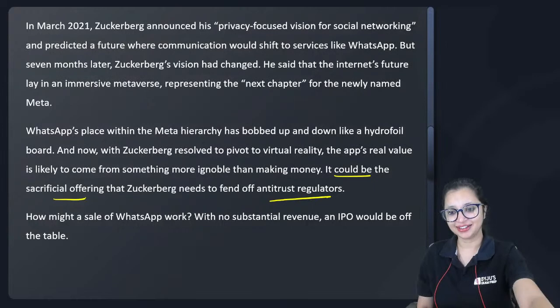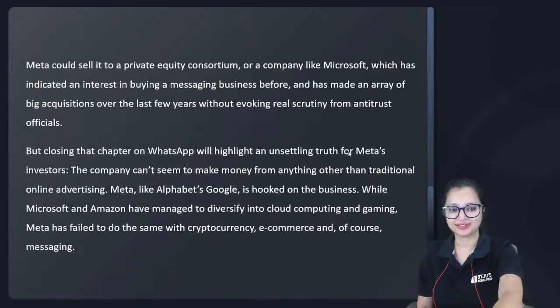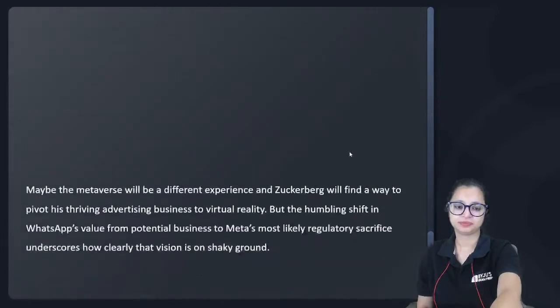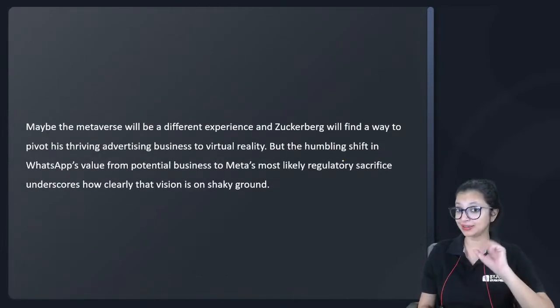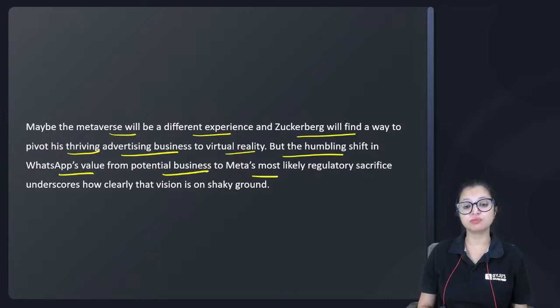ठीक है, आगे देखते हैं passage के questions. That's the gist of it, okay? Last paragraph एक बार पढ़ लेते हैं. Let's see the main idea. Maybe the metaverse will be a different experience and Zuckerberg will find a way to pivot his thriving advertising business to virtual reality. Metaverse, meta say, right? So, but the humbling shift in WhatsApp's value from potential business to Meta's most likely regulatory sacrifice.